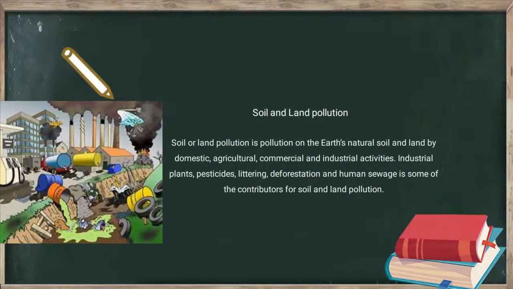Soil and land pollution. Soil and land pollution is pollution of the earth's natural soil and land by domestic, agricultural, commercial and industrial activities. Industrial plants, pesticides, littering, deforestation and human sewage are some of the main contributors to soil and land pollution.